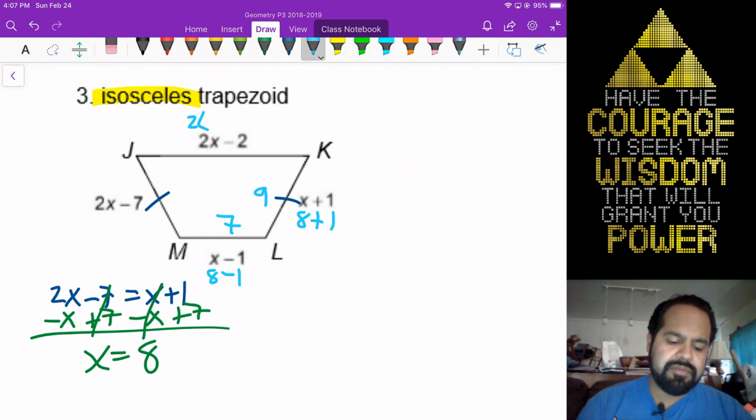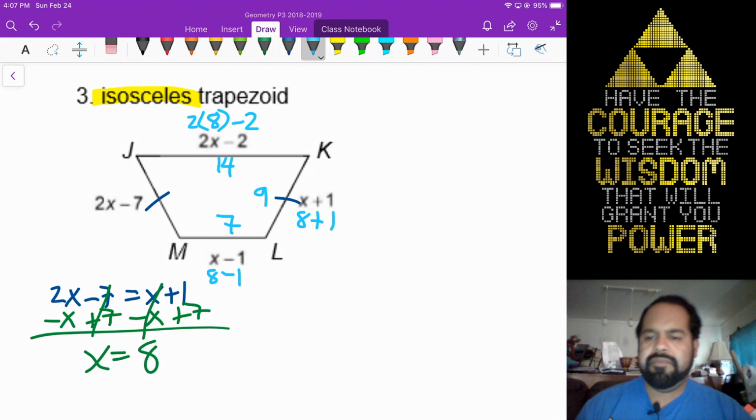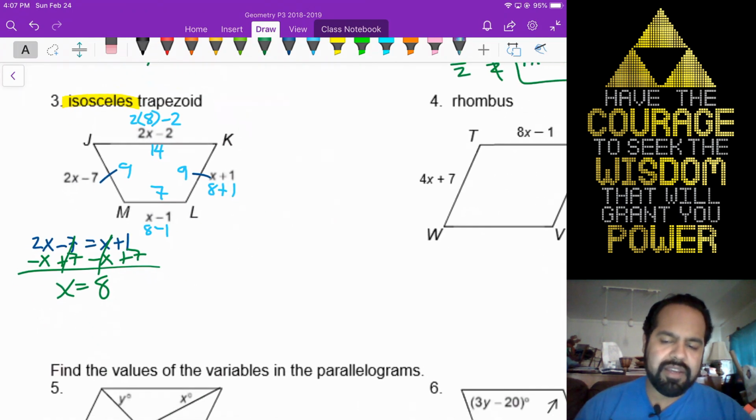8 times 2 minus 2. So that's going to give us 16 minus 2, which is 14. And then, of course, since it's isosceles, that's also a 9. All right, we are getting there.